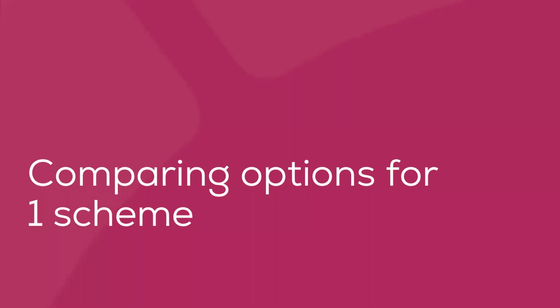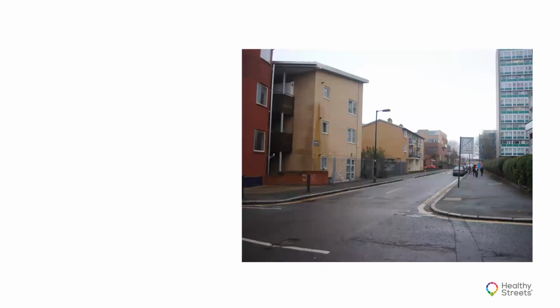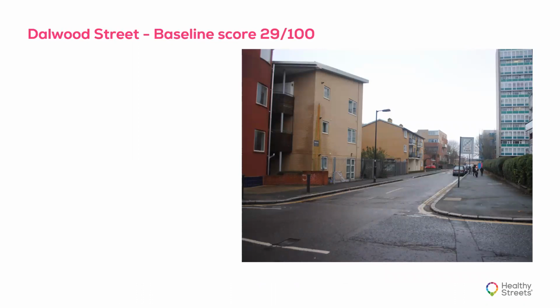Finally, we're going to look at an example. And for my example, I thought I would show you how you can use this tool when comparing options for one scheme. The context that I was given was to come up with a low-cost measure that was going to have a significant uplift in the Healthy Streets Check score. And the street on which I was going to be making this change is a very typical residential street for England. The first thing I did, of course, was to run the Healthy Streets Check for Designers on the street as it is. And when I did this assessment, I found that the baseline score was 29 out of 100.